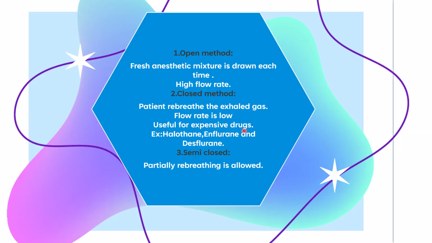In using the anesthetic machine we have three subtypes: the first one is the open method, the second is closed, and the third is semi-closed. So with the anesthetic machine we have open, closed and semi-closed methods. In the first one, the fresh anesthetic mixture is given along with some inert gas, which will increase the concentration of the GA. So it has to be given in combination.